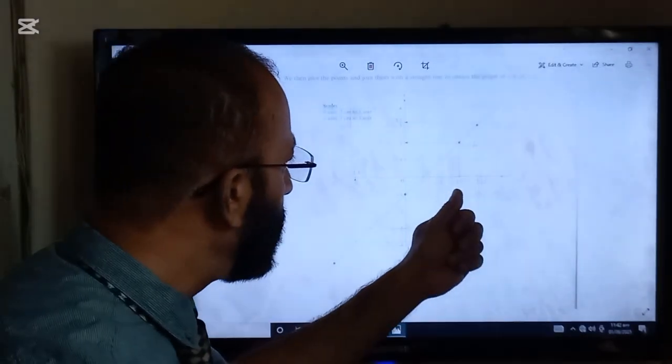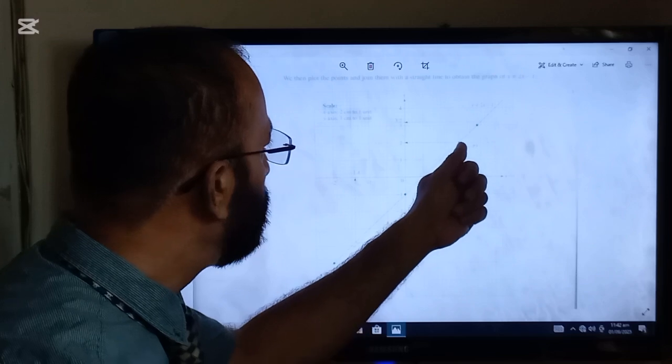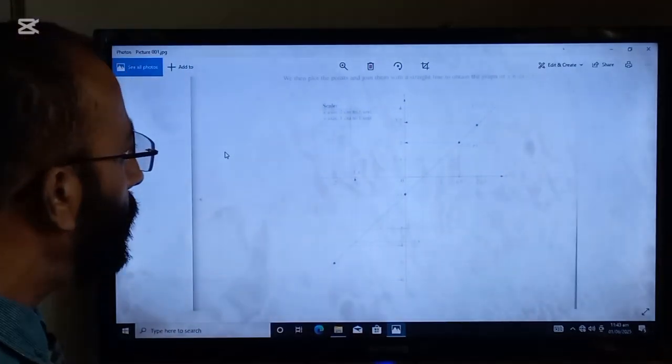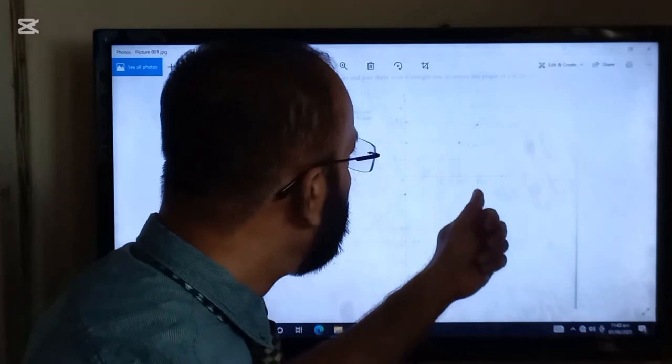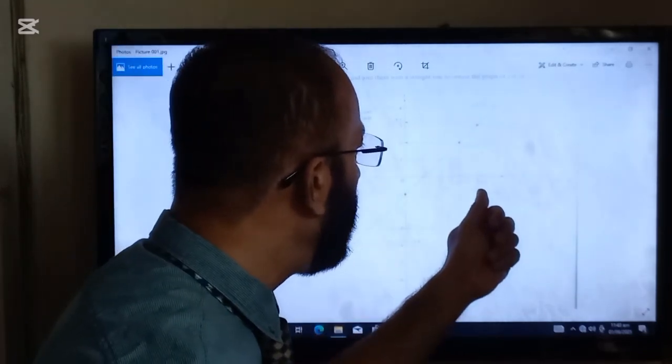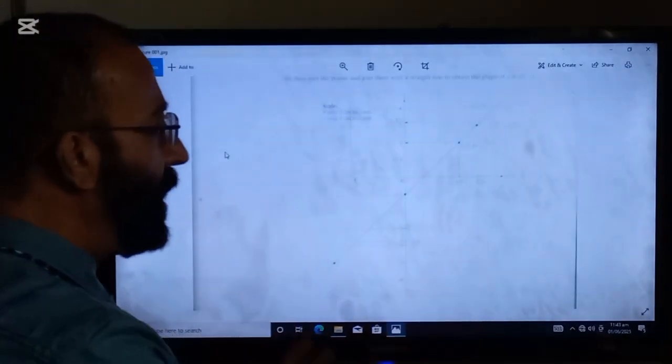Likewise, if x is 1.5, the corresponding value of y will be 2. Likewise, if y is 3.2, the corresponding value of x will be 2.1. So this is the simple way which you have done in class 6, 7, 8. So these are very simple things. The original thing was to draw the graph.